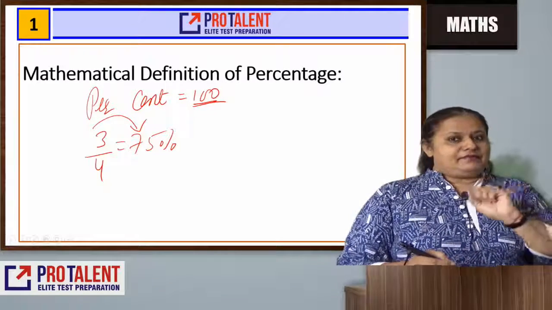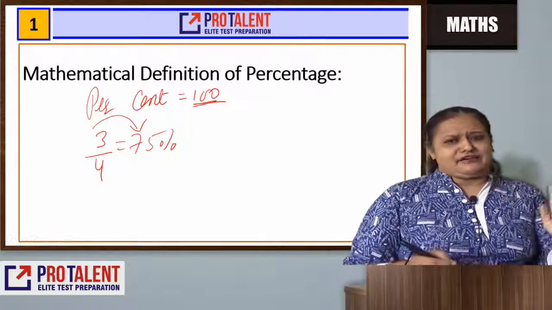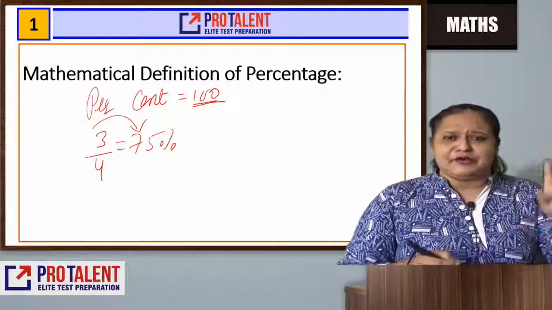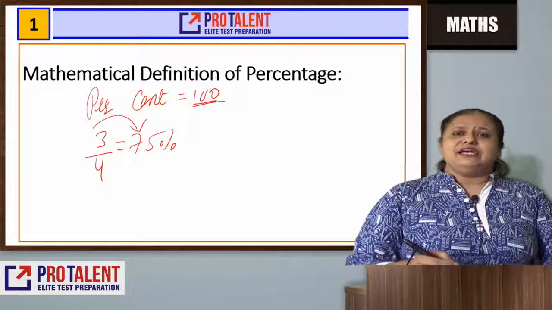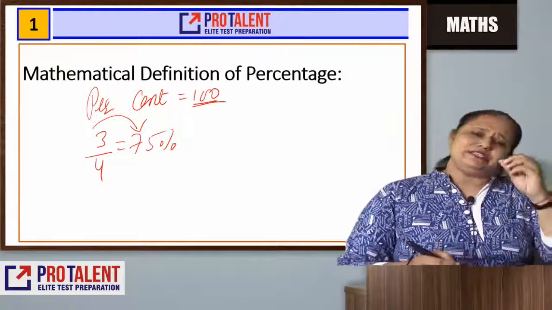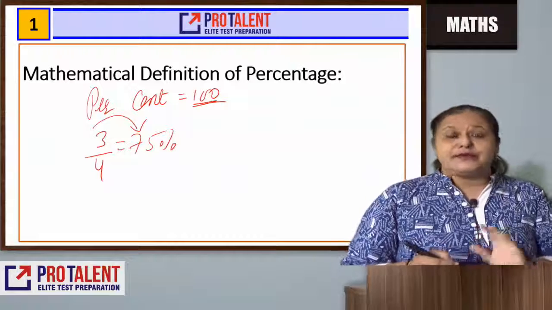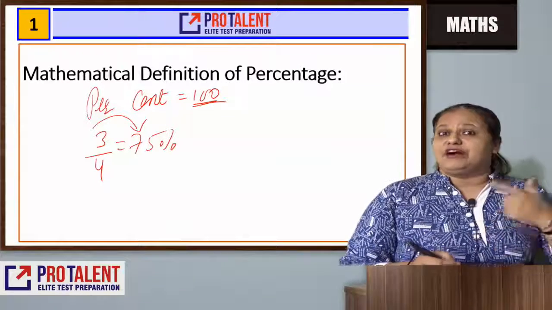See, many of us must have done this mugging up, okay? 1 by 2, 50%, 1 by 3, 33.33%, 2 by 5, it is going to be 40%. We must have done this. Do we know exactly how it comes? Because it will create a lot of comfort.